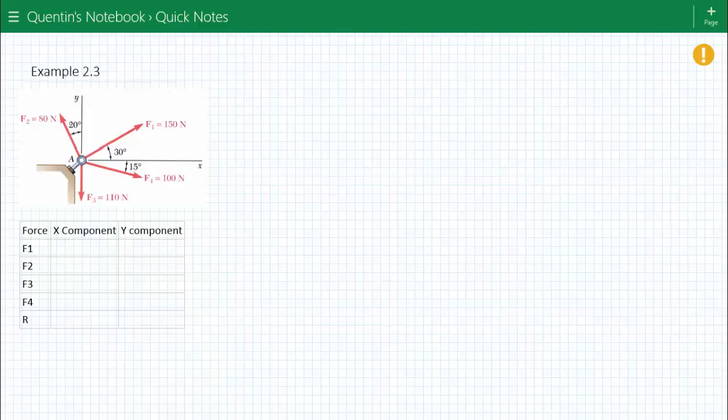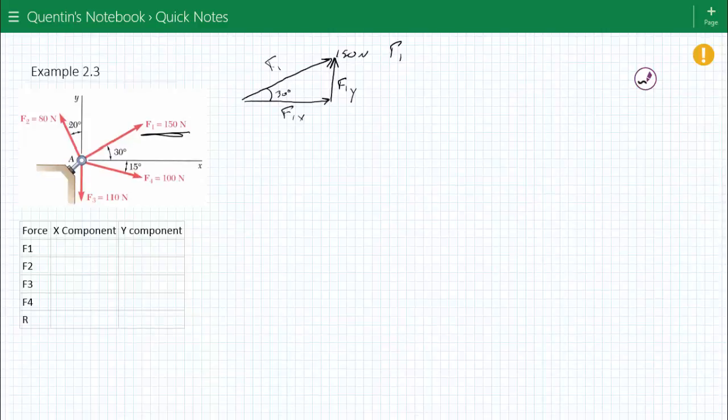Let's start with force one. So here's force one right here. Okay, so how do we do this? We're going to come in here and let's draw force one. There's force one, and this is 150 newtons at 30 degrees. Well, this is going to have an x component going to here and a y component going there. This is F1 in the y direction, and this is F1 in the x direction.